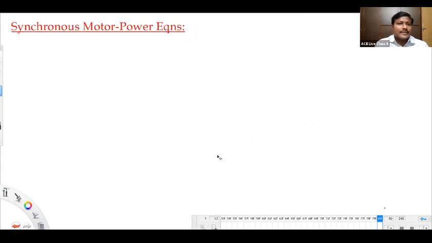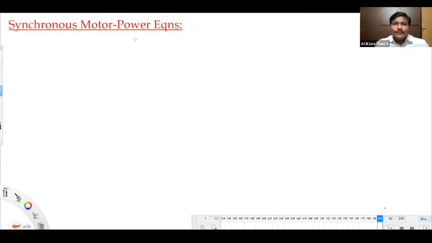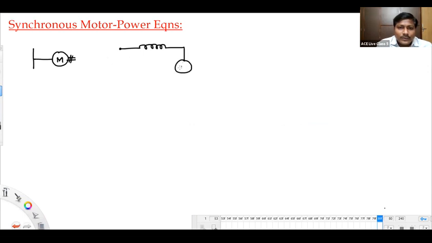Listen to this. Synchronous motor power equations. Very simple to write, just like our two-bus system. So this is the synchronous motor connected to that particular bus bar. I will keep it as an equivalent circuit similar to a generator, represented with its internal impedance and a voltage source.